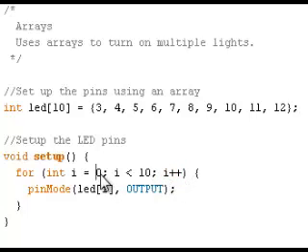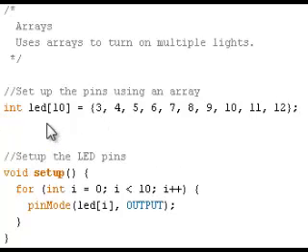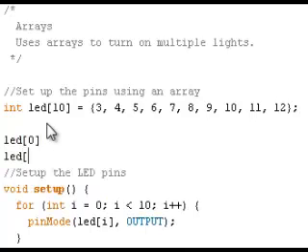So we started off at 0 because arrays will always start off at 0 and then they'll go to 1, etc. When you call an array, you basically call it like this, with LED and then in the brackets say 0. Or you would call it as LED and then 1, something like that.